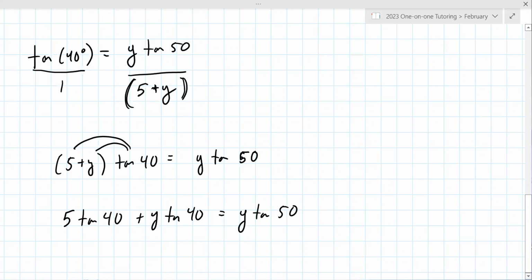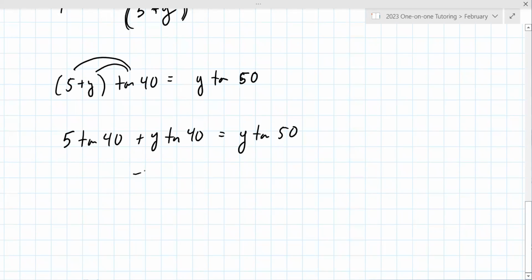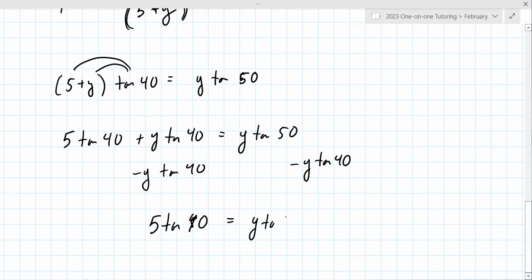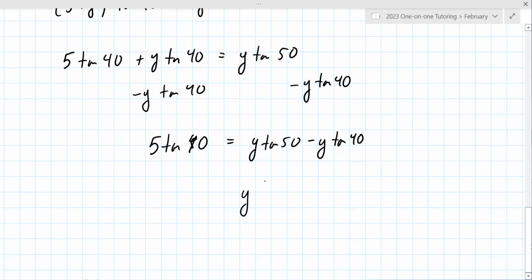And you really want the y's to be on the same side. So you're going to move this y tangent 40. So it's 5 tangent 40 on the left equals y tangent 50 minus y tangent 40 on the right. And you can factor out a y. They both have y in it. So it's y times tangent 50 minus tangent 40.